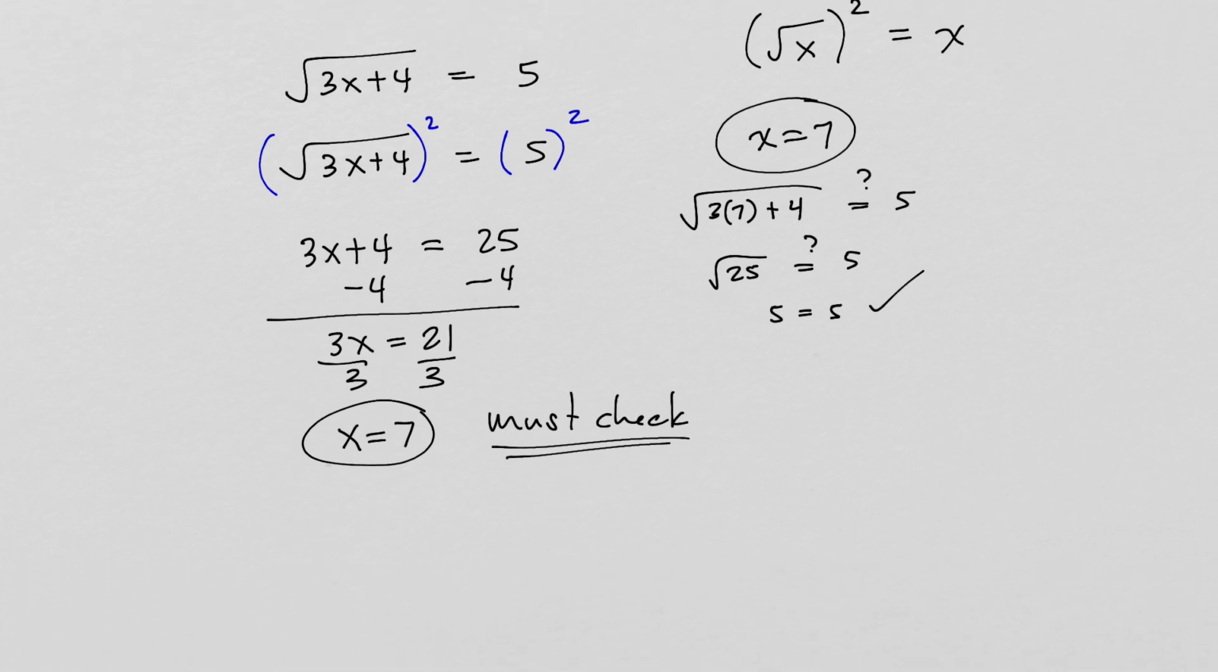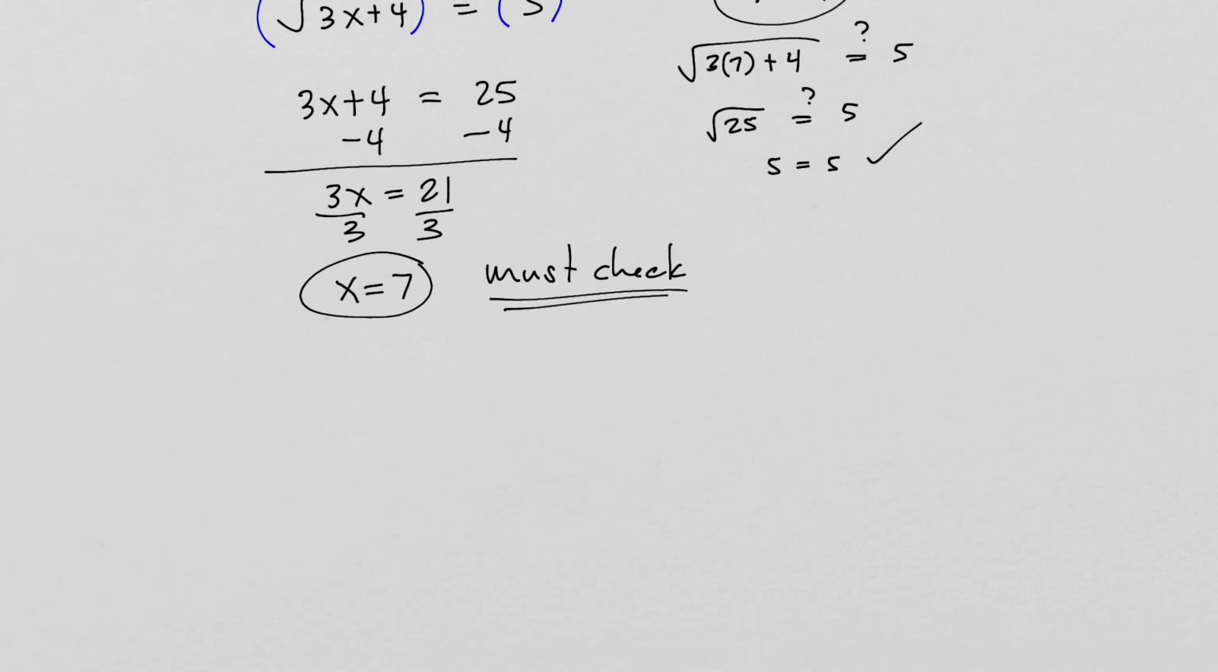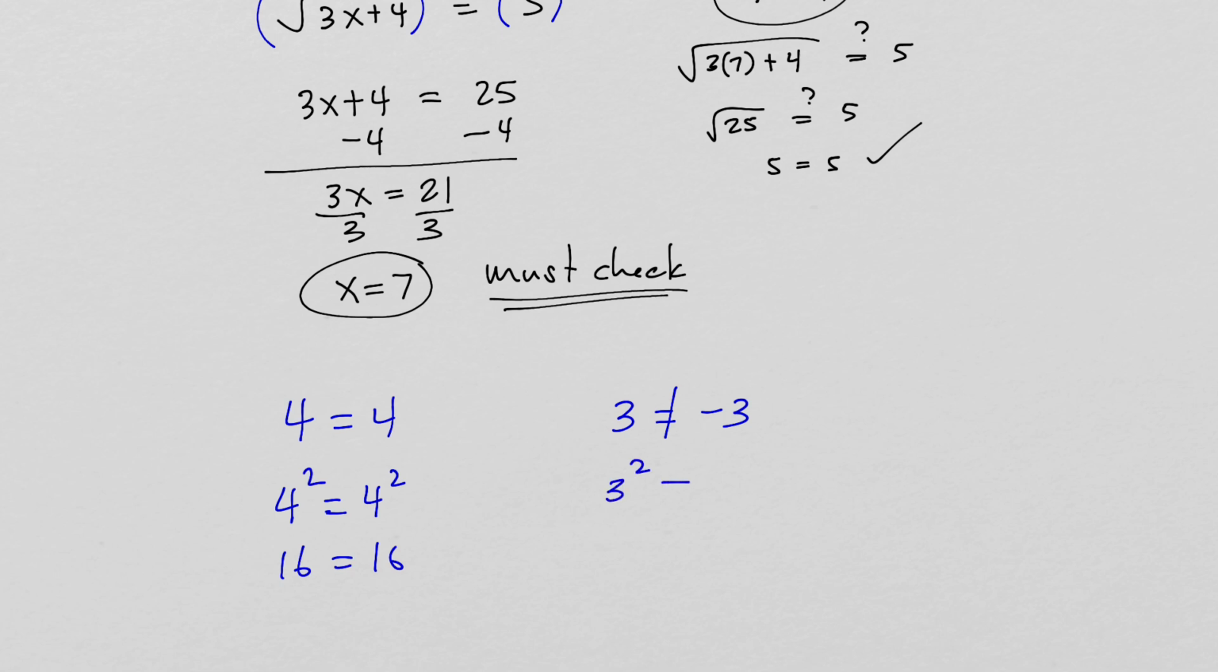Now, the reason you can sometimes get bad answers is because you might have a bad equation to begin with. So, for example, if I have 4 is equal to 4 and I square both sides, we're fine, right? Because that's just going to mean 16 equals 16. But if I have 3 equals negative 3, which of course is not true, if I square both sides, we get 9 and 9.